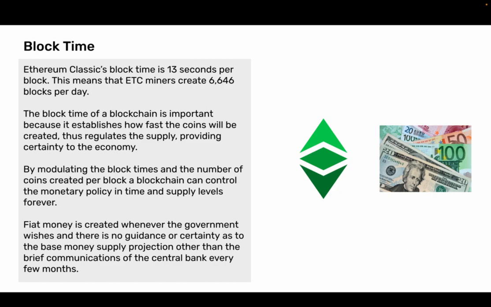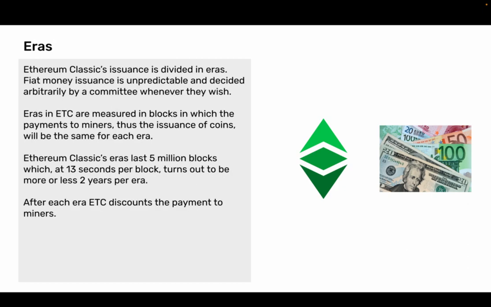By modulating the block times and the number of coins created per block, a blockchain can control the monetary policy in time and supply levels forever. Fiat money is created whenever the government wishes, and there is no guidance or certainty as to the base money supply projection other than the brief communications of the central bank every few months.